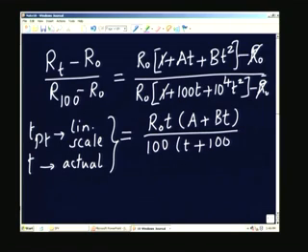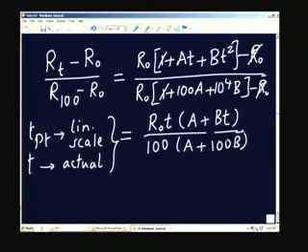I think I left out something here. A plus 10 to the power of 4 B. So, I take 100 outside, this becomes A plus 100 B. Okay, R_t minus R naught divided by R100 minus R naught is equal to, R naught will also cancel, T into A plus B T divided by 100 into A plus 100 B.